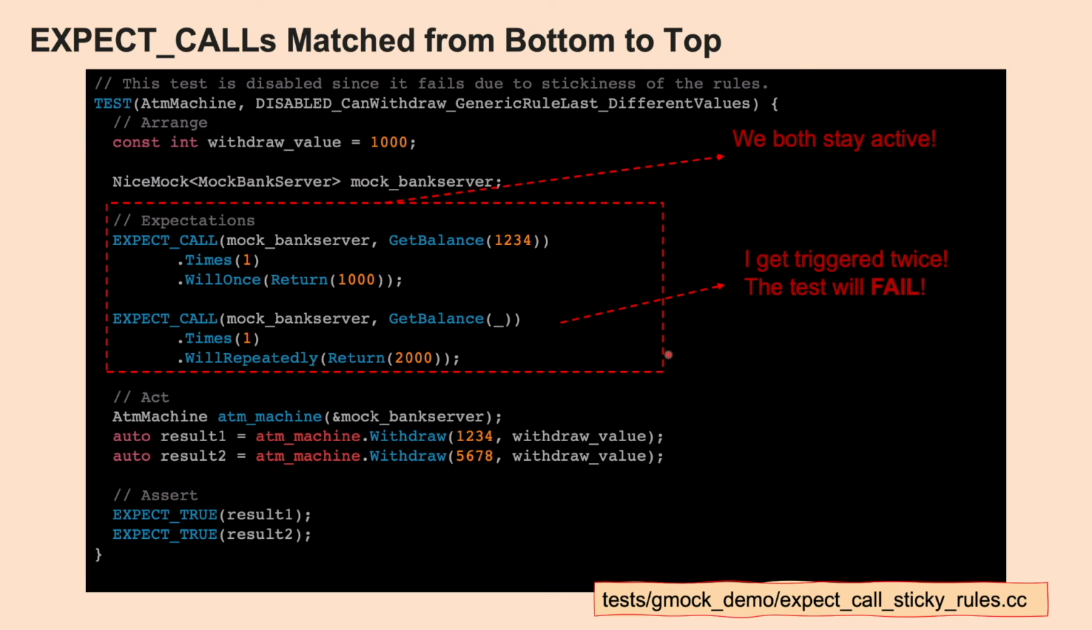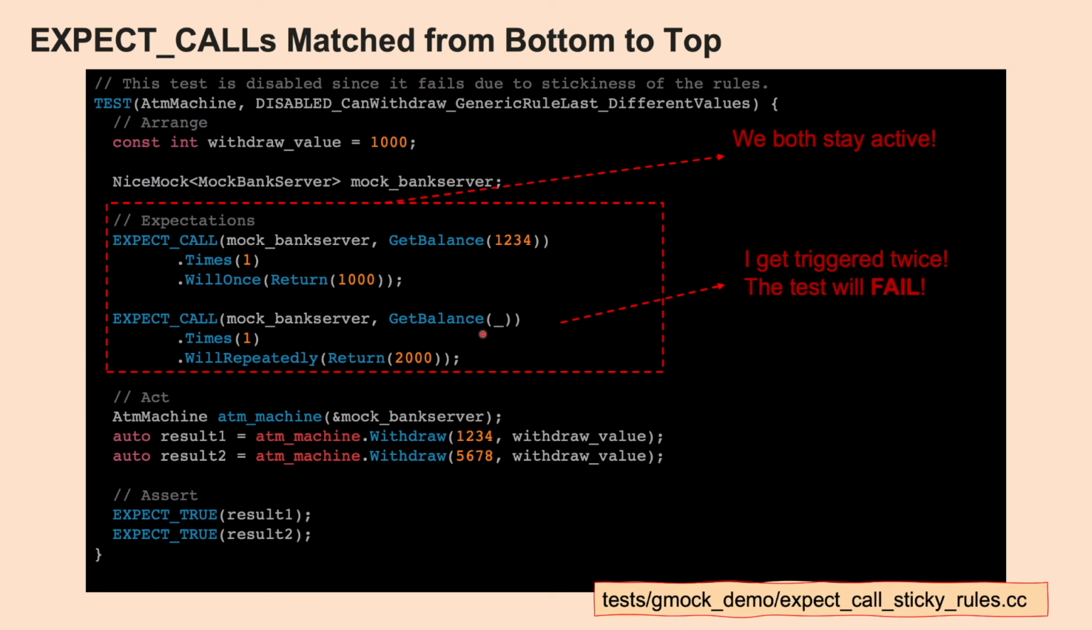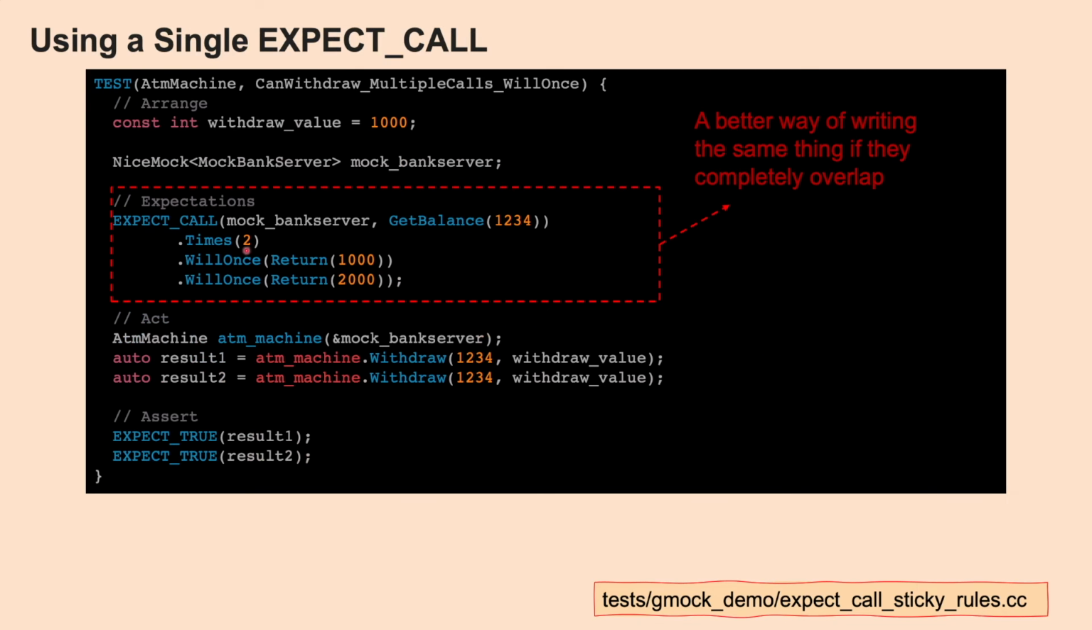So the lesson here is that if you have a case like this where you want to specify a more general case and then a specific case, you have to bring the more general one on the top and the more specific one on the bottom because Google Test tries to match them from bottom to the top. So use this form, not this form. And also, if you can, probably specify everything in one expect call, which would make your test much more readable.